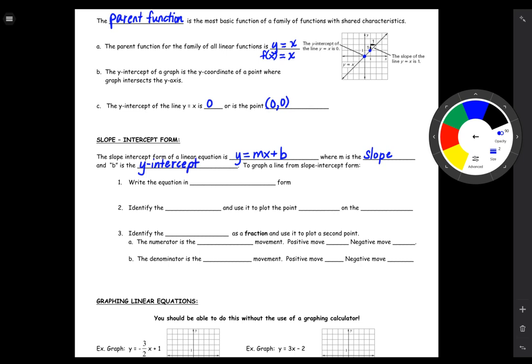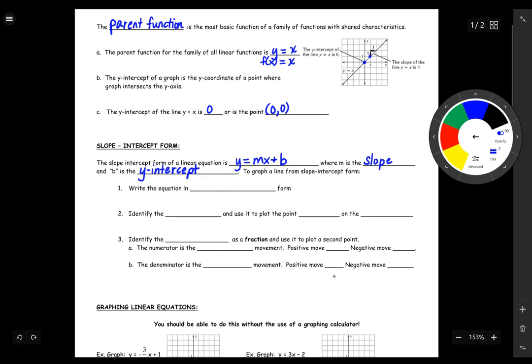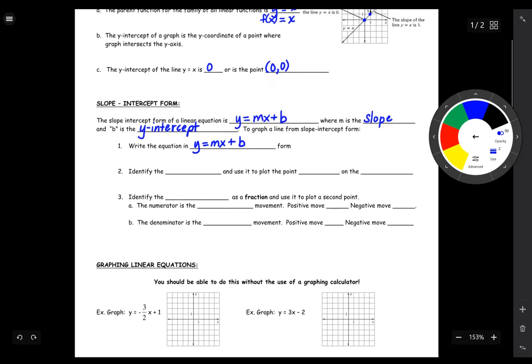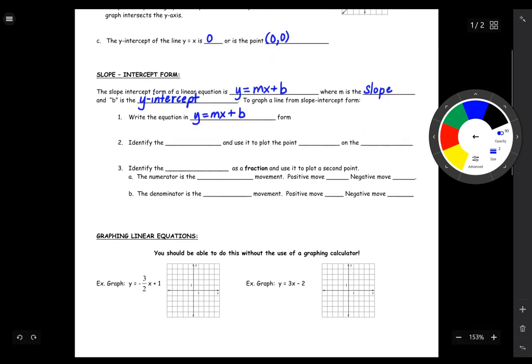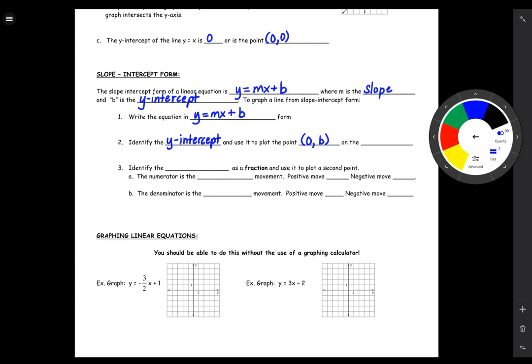To graph a line from slope-intercept form, there are several steps we need to follow. First, we want to make sure that the equation is in y equals mx plus b form. Next, we want to identify the y-intercept, and use it to plot the point (0, b). So whatever the y-intercept is, which is b, you're always going to start at 0 and then go up or down on the y-axis.